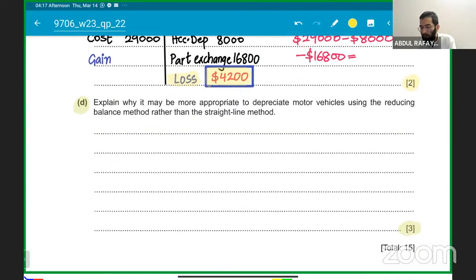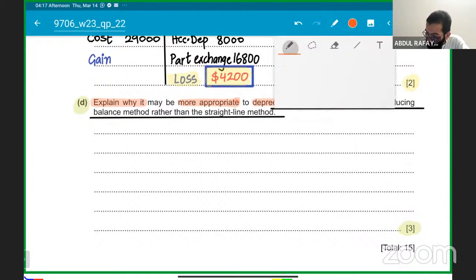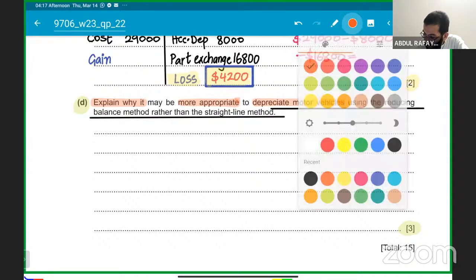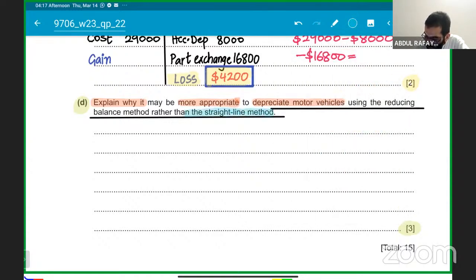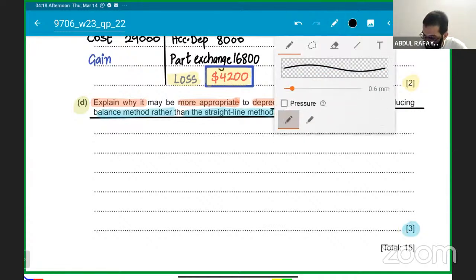Now one more question is there, that is a theory part. This is not analysis, you can memorize and write it down, or write it from your understanding. Explain why it will be more appropriate to depreciate motor vehicles using the reducing balance method rather than the straight line method. You have to talk about it for 3 marks. It is a very simple and common question in a lot of papers.